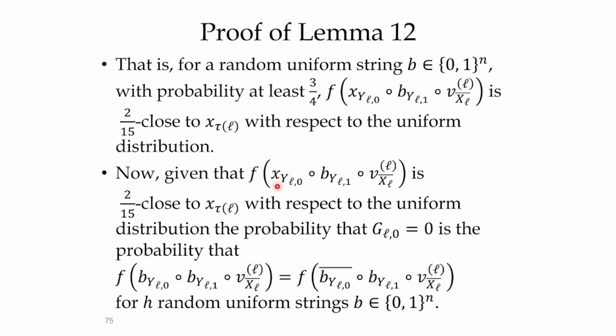Now, given that f of x subscript capital YL0 concatenation B subscript capital YL1 concatenation V subscript capital XL bar powered by L is 2 divided by 15 close to x tau of L with respect to the uniform distribution, the probability that GL0 is equal to 0 is the probability that the function on the string is equal to the function on that thing, but where the B subscript capital YL0 is barred, for each random uniform string B in all the binary vectors with the length n.